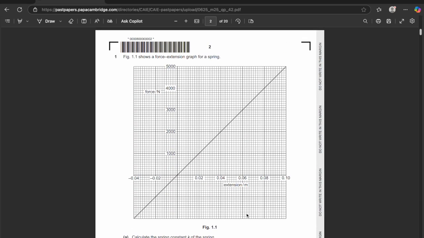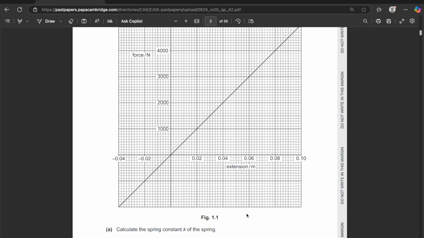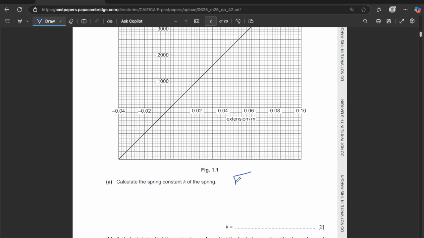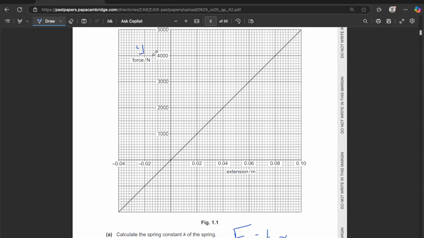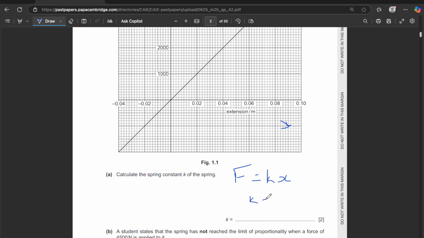Number 1. Figure 1.1 shows the force extension graph for a spring. A. Calculate the spring constant K of the spring. In theory, we know that force is equal to spring constant K multiplied by extension. You can see the force is on the y-axis and extension is on the x-axis. So if we find the gradient, we get the spring constant.